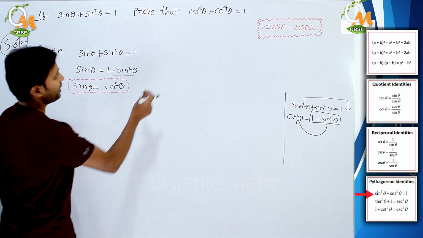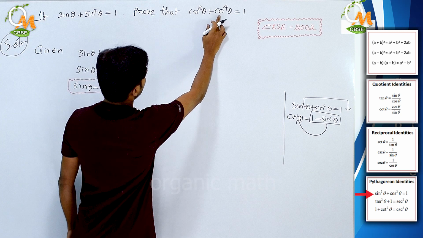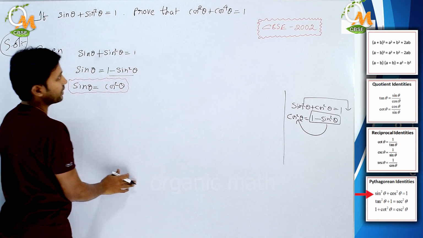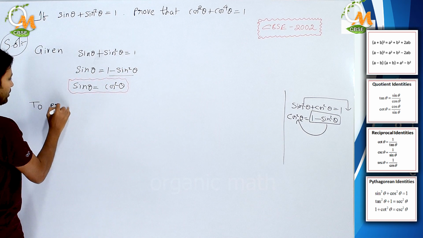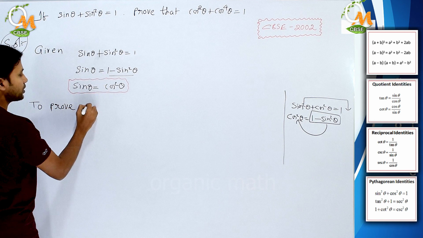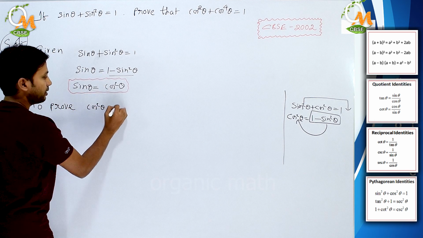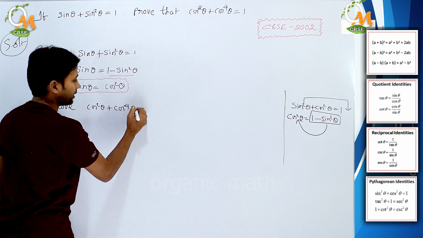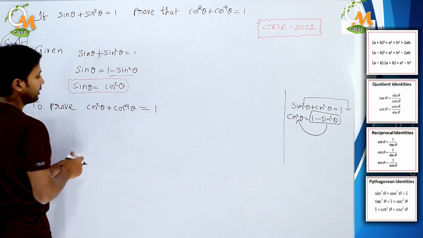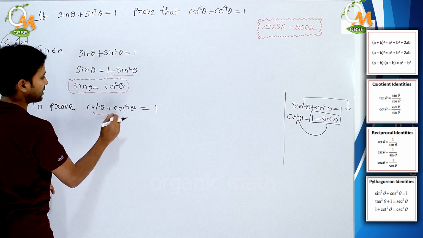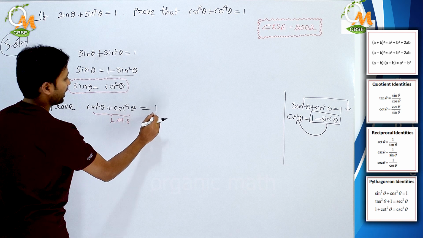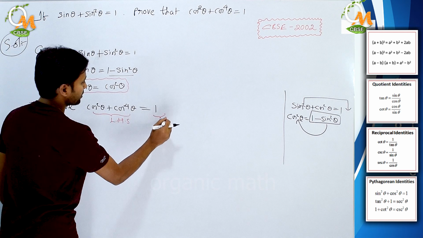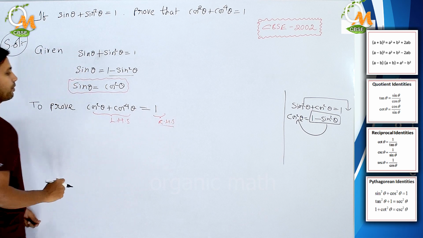Okay, so now tell me, what we need to prove here. To prove here, cos square theta plus cos power 4 theta equal to 1. Then we can say this is the LHS part and this would be the RHS, which means RHS is 1. You need to obtain it.